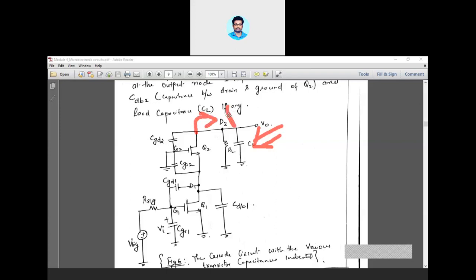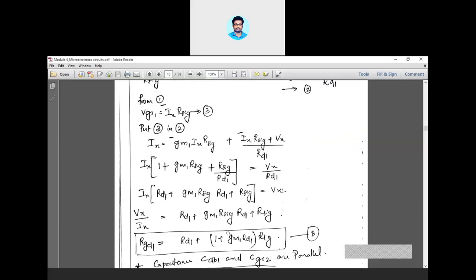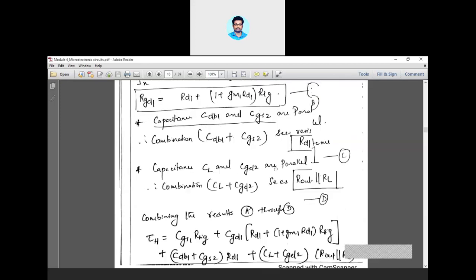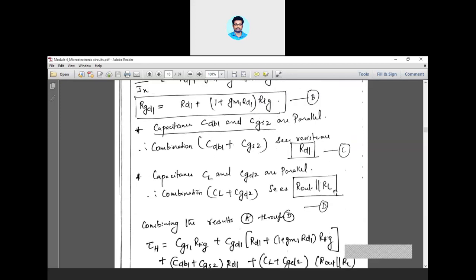What is R out? R out is the output resistance of Q2. So CL plus CGD2 will together give you an equivalent resistance which is equal to R out if there is no load. But if you're connecting a physical load externally, then obviously that is going to come across in parallel with the output resistance. Then the effective resistance will be R out parallel RL.